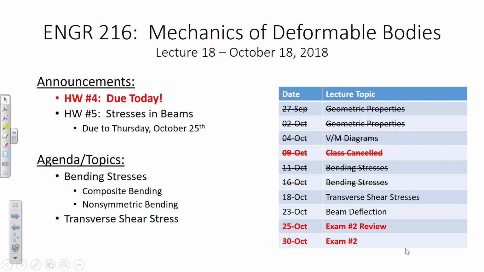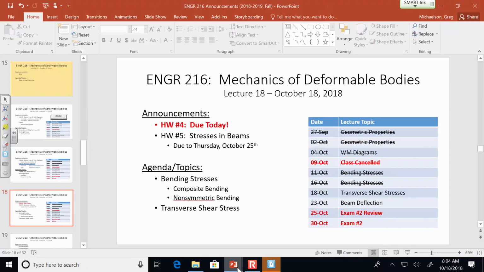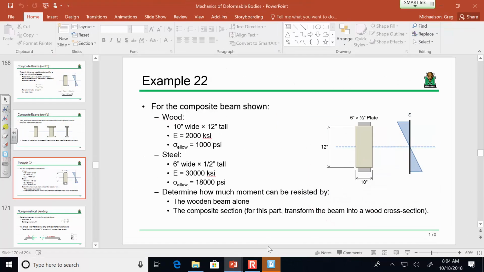We should get through some of the example, and if shear stresses bleed into next Tuesday a little bit, that's no big deal. But just so you're aware, beam deflection will not be on the second exam, okay? The second exam ends at transverse shear stress, so just keep that in mind. Okay, so let me go ahead and just get back into it.